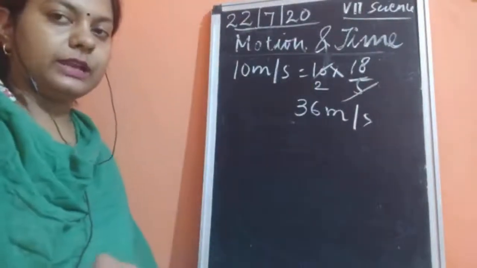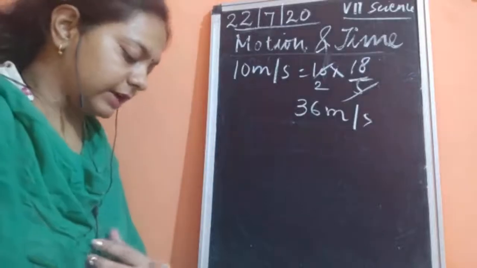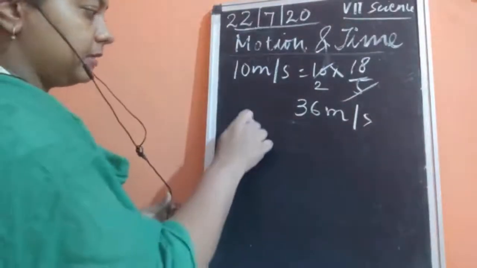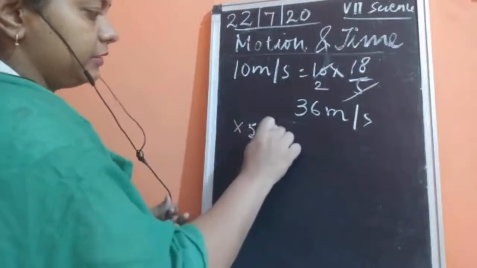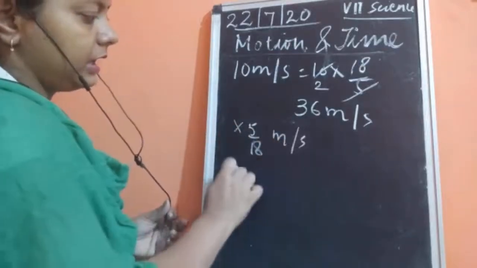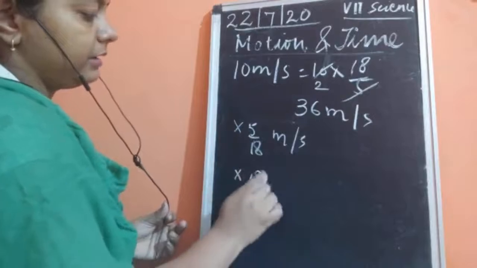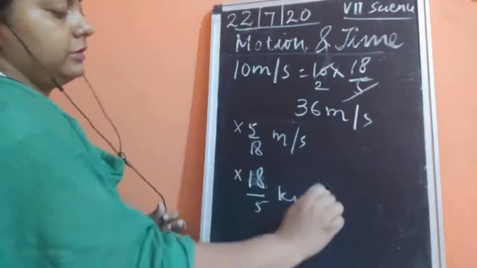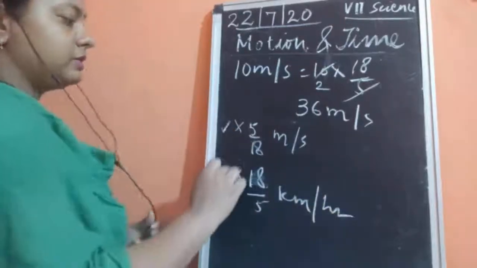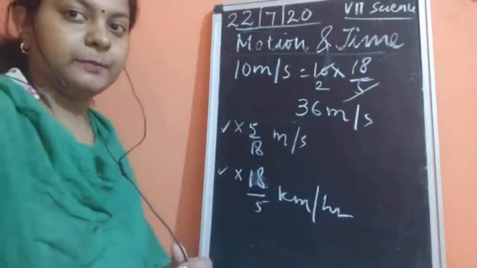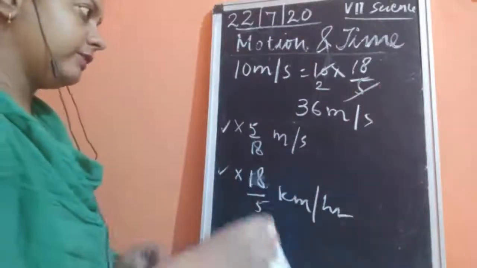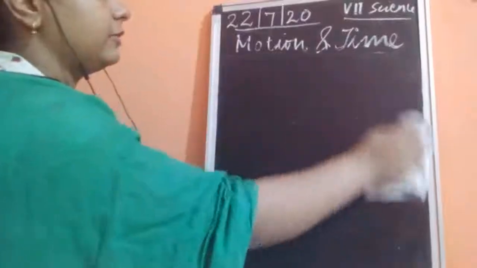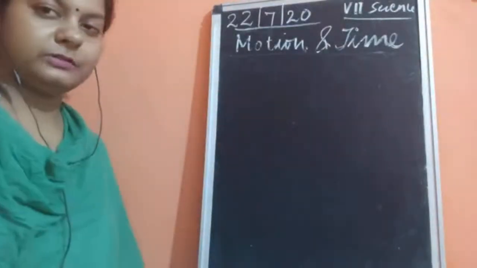So this is a very easy way to convert. You multiply by 5 by 18 when you need to convert kilometer per hour into meter per second, and you multiply by 18 by 5 when you need to convert meter per second into kilometer per hour. Just remember these two key rules for converting. So this was all about how to convert the speed when it is given in meter per second and how to convert the speed when it is given in kilometer per hour.